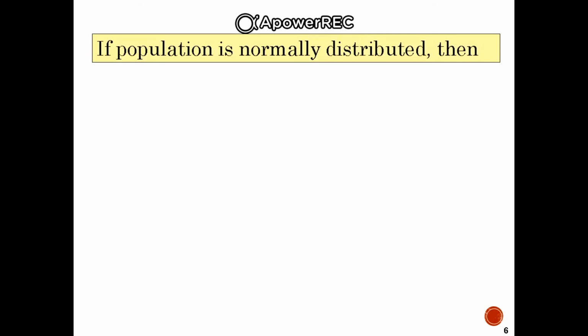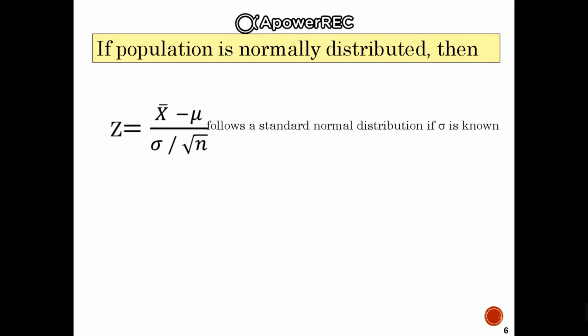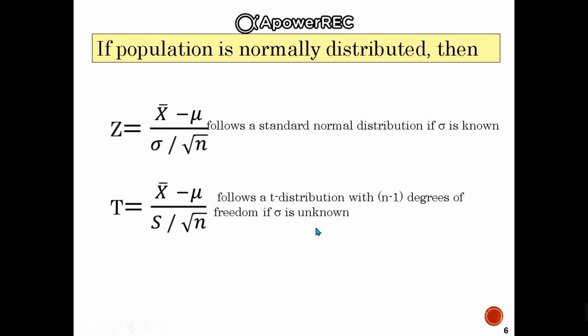If the population is normally distributed, then z is equal to the sample mean, x bar, minus mu, over sigma divided by the square root of n, which follows a standard normal distribution if sigma is known. And t is equal to the sample mean, x bar, minus mu, over s divided by the square root of n, which follows a t distribution with n minus 1 degrees of freedom if sigma is unknown.